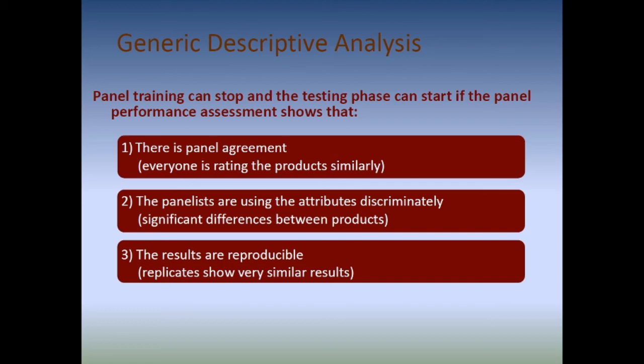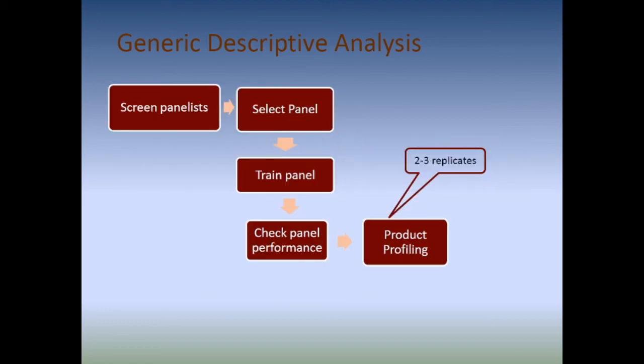So you do need to make sure that there's panel agreement. You need to make sure that the panelists are able to discriminate appropriately and that the results are reproducible week on week and within the panelists themselves. And finally, we can do some product profiling.